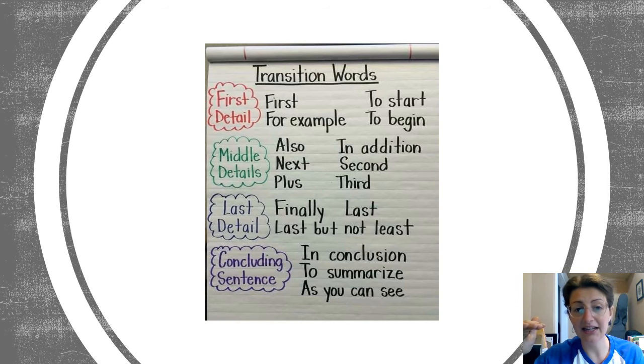And when we get to our second idea, we might say also, or in addition, or next, or second, or plus, or third. And then when we move on to our last detail, we might say finally, or last but not least. And then when we're wrapping things up at the end, we can say things like in conclusion, or to summarize, or as you can see. And that's just how we let the reader know how our ideas are going to flow.